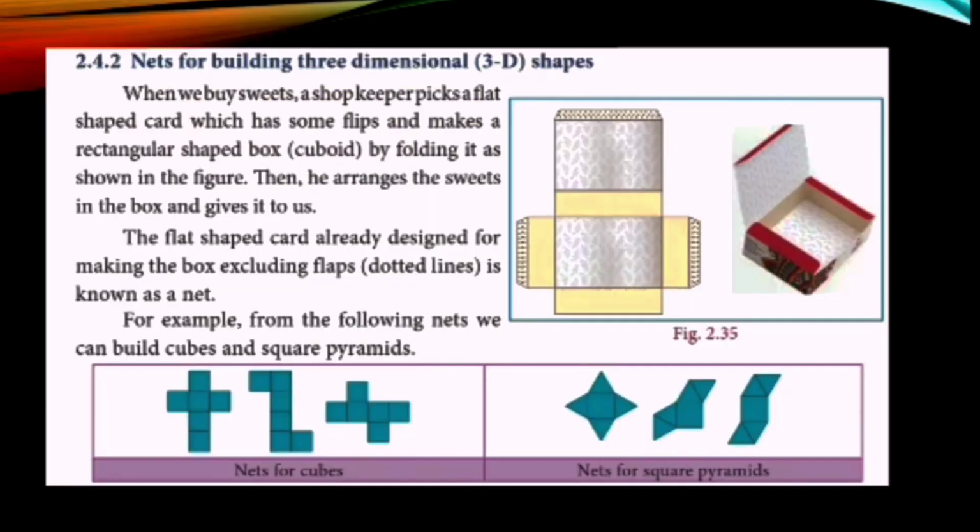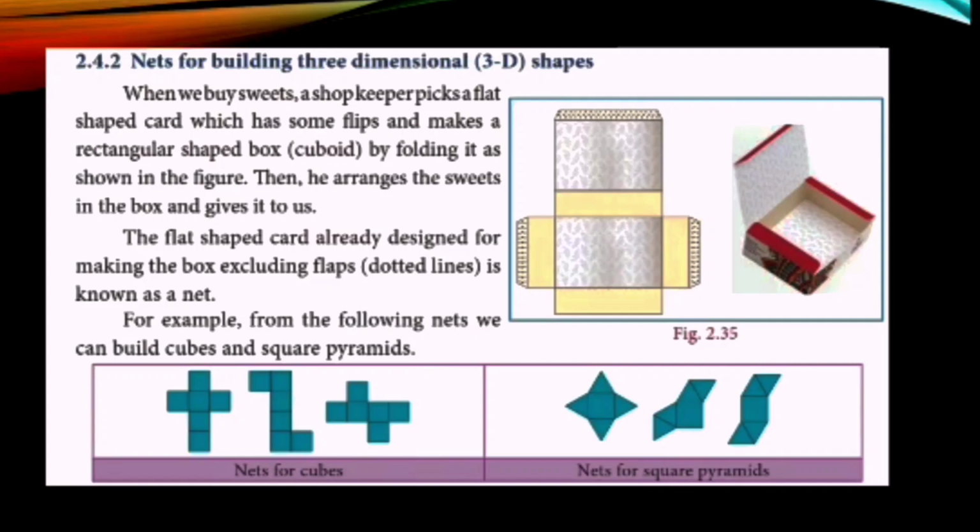Next topic, nets for building 3-dimensional shapes. Nets. When we buy sweets, a shopkeeper picks a flat shaped card which has some flaps and makes a rectangular shaped box by folding it as shown in the figure. Then he arranges the sweets in the box and gives it to us.